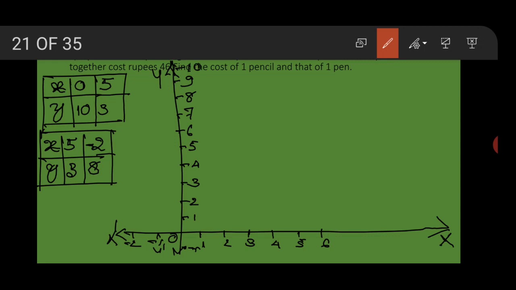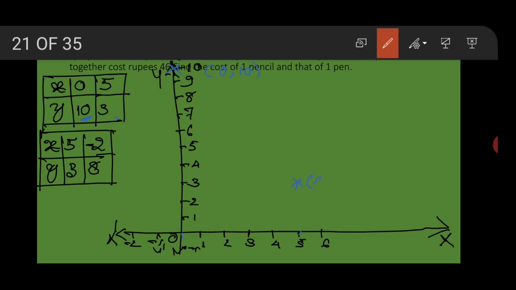Okay. Now, if the value of x is 0, what is the value of y? Y is equal to 10. So x value is 0 here, value of y is 10. Then the value of x is 5. What is the value of y? Y is 3.